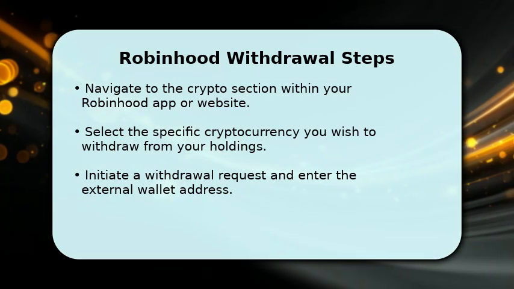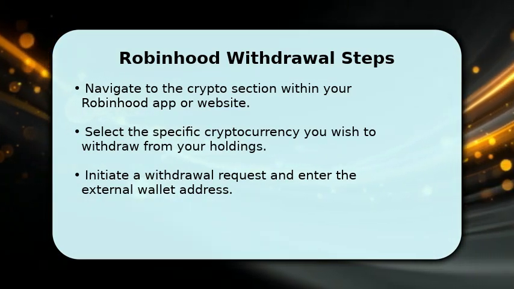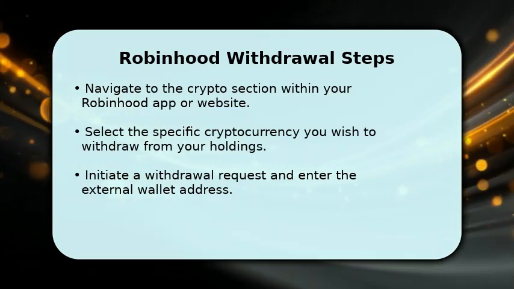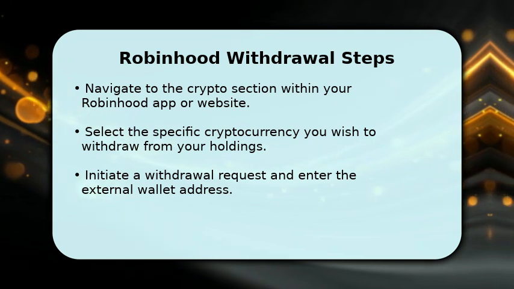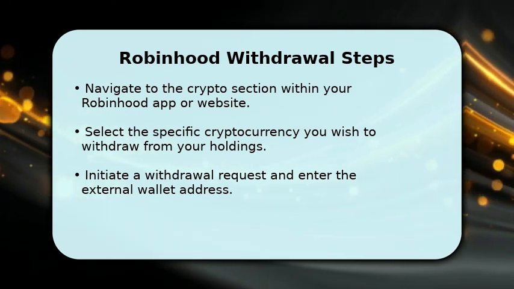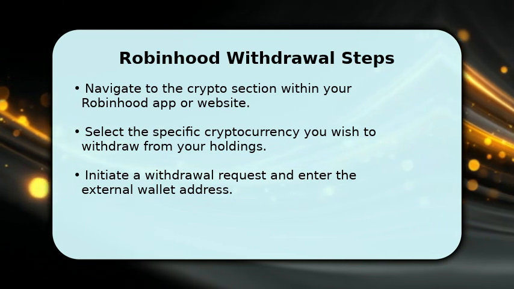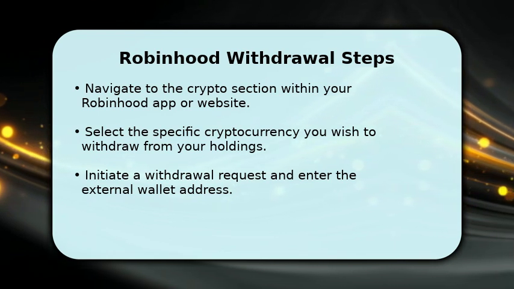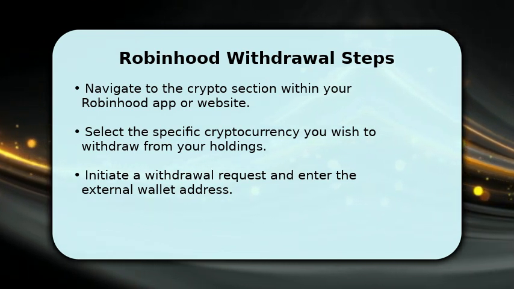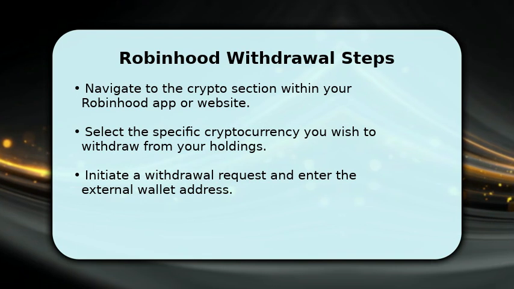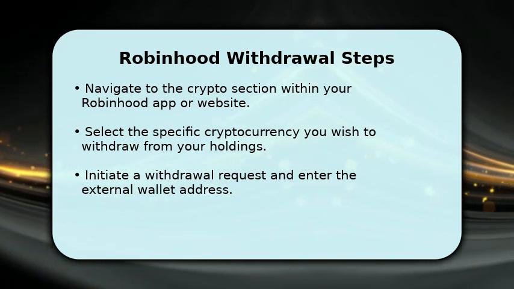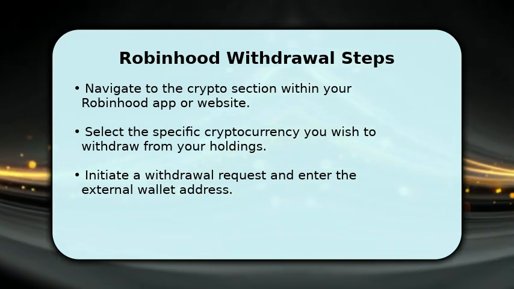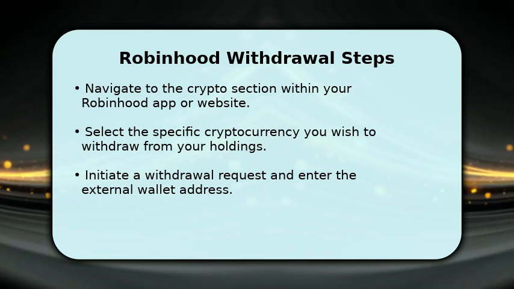To begin on Robinhood, open your app and go to the crypto section. Choose the specific cryptocurrency you want to transfer, like Bitcoin or Ethereum. Then, select the option to send or withdraw. You will need to input the recipient's wallet address, which you will obtain from your Coinbase account. Always double-check this address carefully, as incorrect entries can lead to irreversible loss of funds.